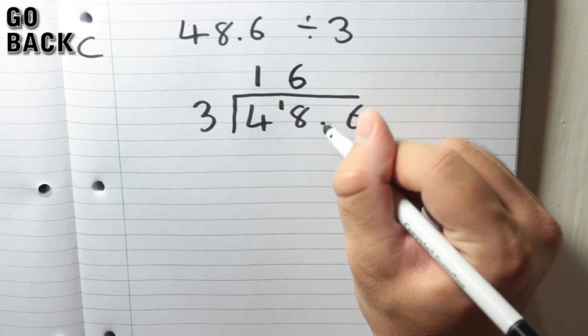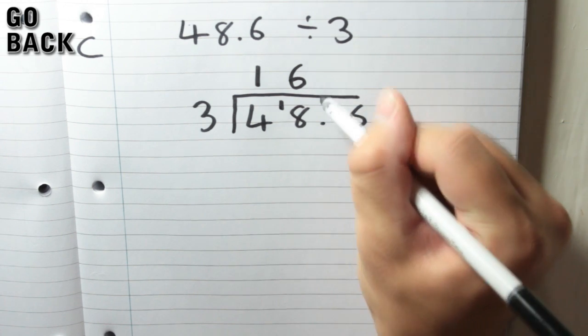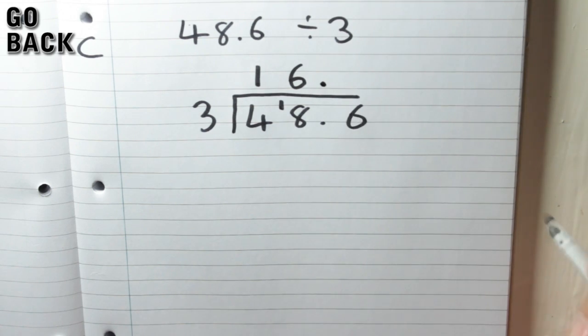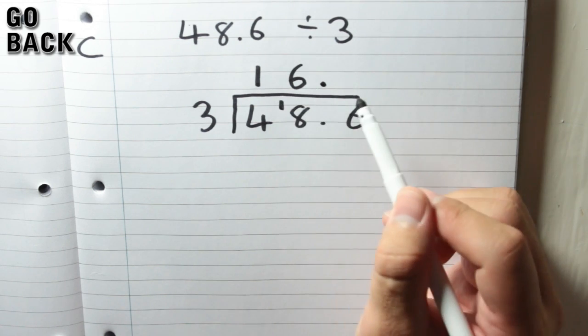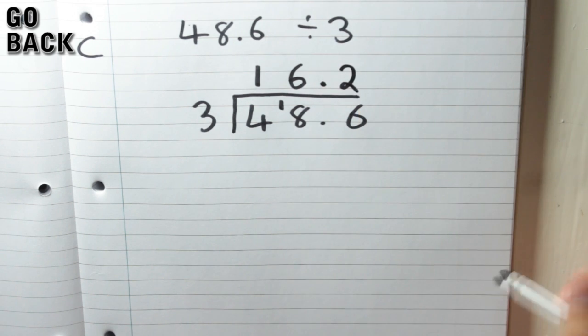This decimal point now has to go up, so wherever it is in the bus stop, move it upwards, put it there, so we're going to end up with 16 point something. And then how many 3s go into 6? 2, giving us 16.2.